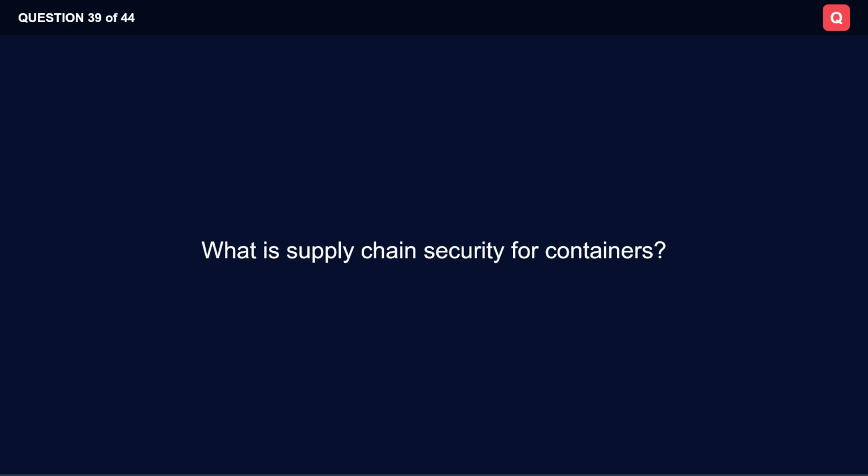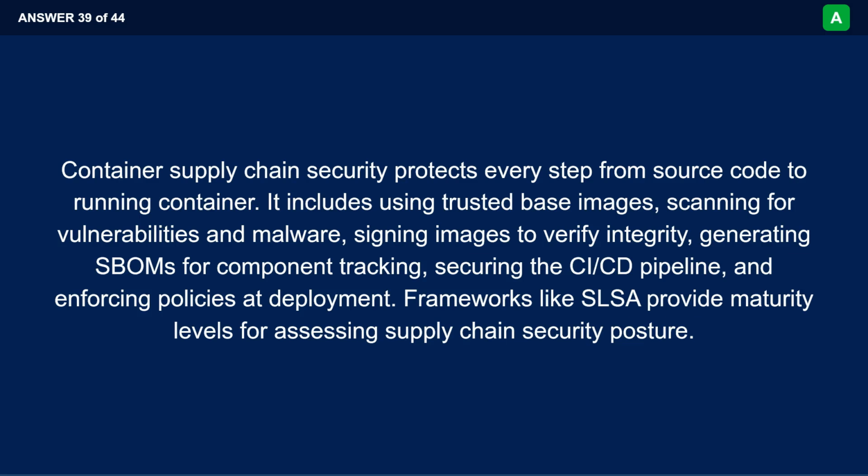What is supply chain security for containers? Container supply chain security protects every step from source code to running container. It includes using trusted base images, scanning for vulnerabilities and malware, signing images to verify integrity, generating SBOMs for component tracking, securing the CI/CD pipeline, and enforcing policies at deployment. Frameworks like SLSA provide maturity levels for assessing supply chain security posture.